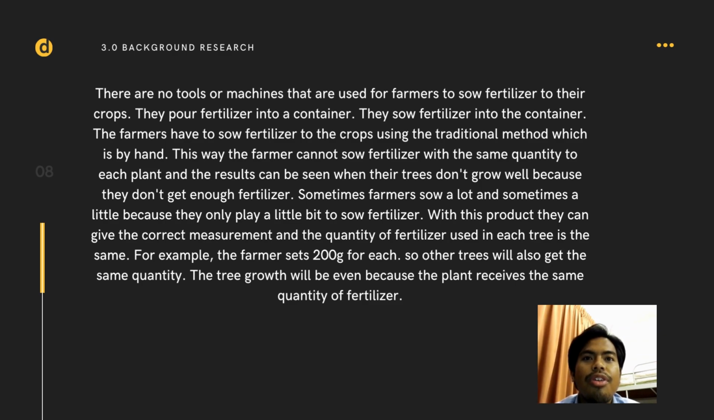This way, the farmer cannot sow fertilizer with the same quantity to each plant, and the result can be seen when their trees do not grow well because they do not get enough fertilizer. Sometimes farmers sow a lot and sometimes a little. With this product, they can give the correct measurement, and the quantity of fertilizer used in each tree is the same. For example, the farmer sets 200 grams for each, so other trees will also get the same quantity. The tree growth will be even because the plants receive the same quantity of fertilizer.